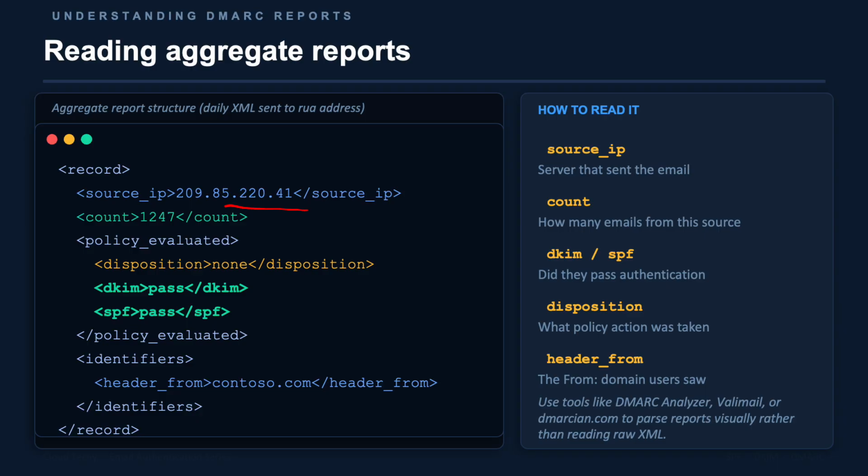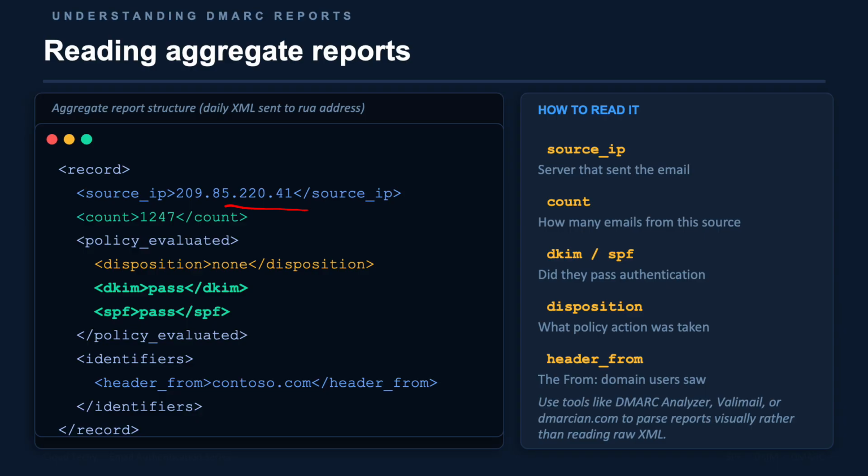So what you're hunting for in these reports is straightforward. Every one of your legitimate sources should show SPF or DKIM passing with a header from that aligns with your domain. The rows that need your attention are the ones where a source is failing alignment, or where both SPF and DKIM are failing. A failing source might be a real service you forgot to configure, or it might be someone actually attempting to spoof your domain. Either way, the reports are how you find out.